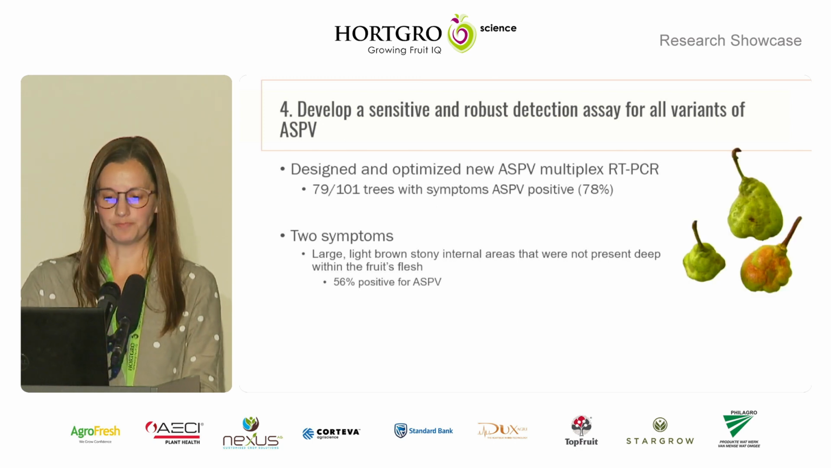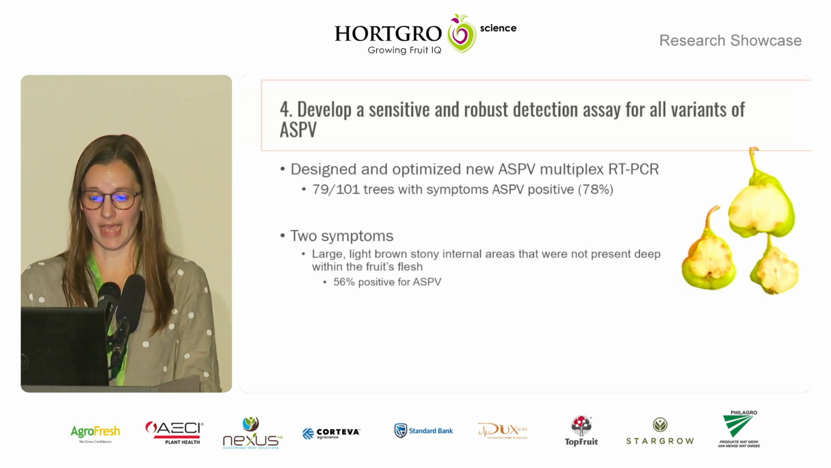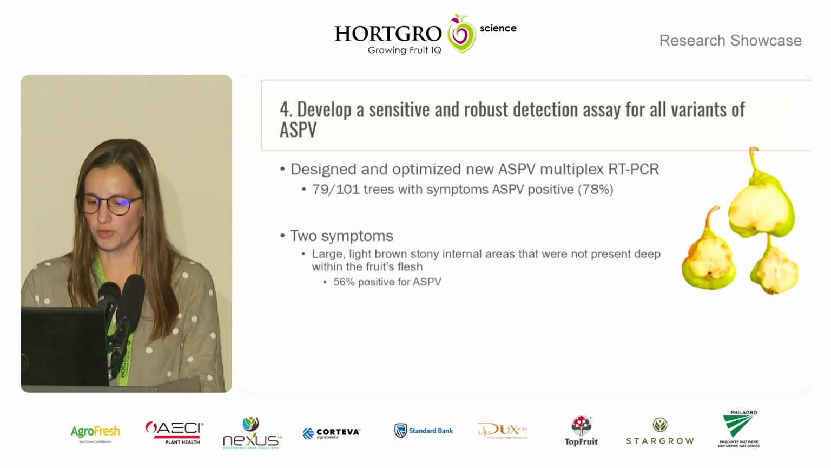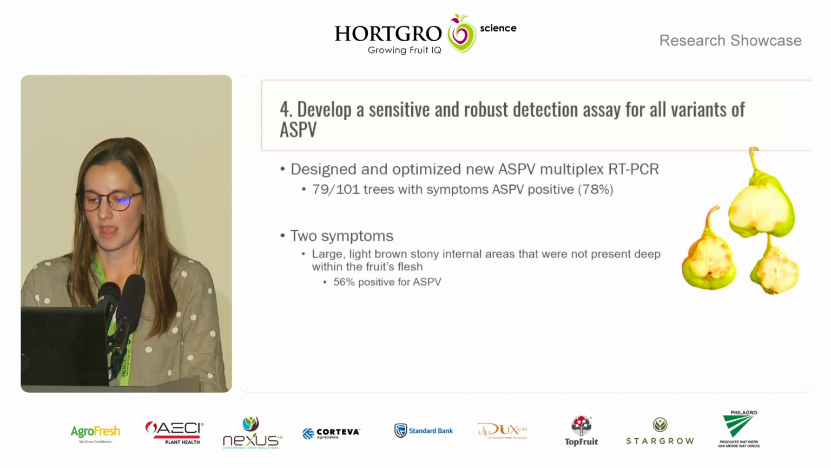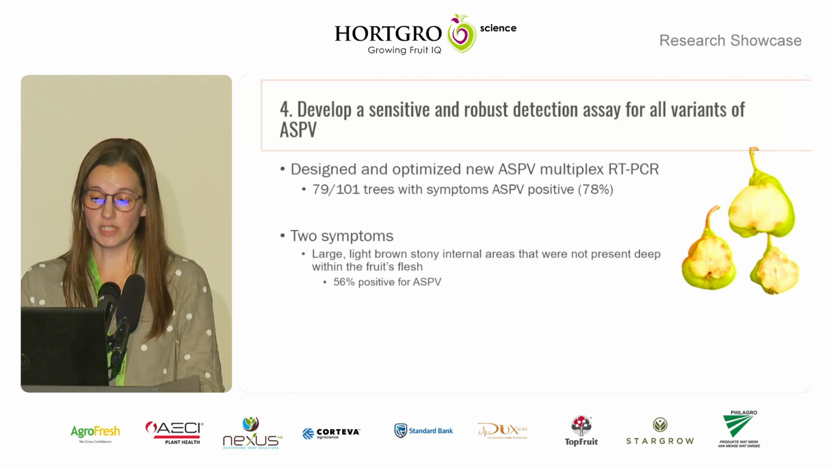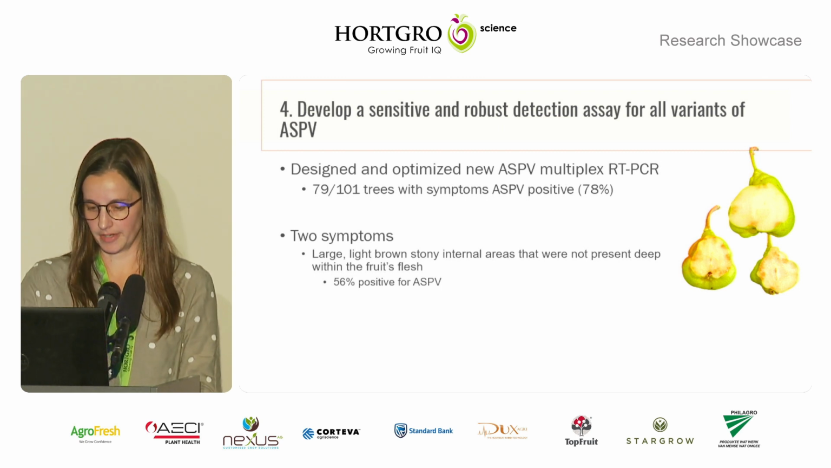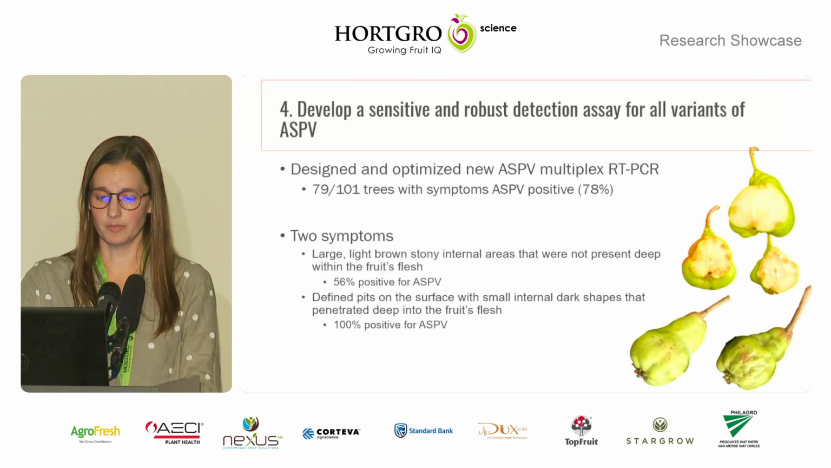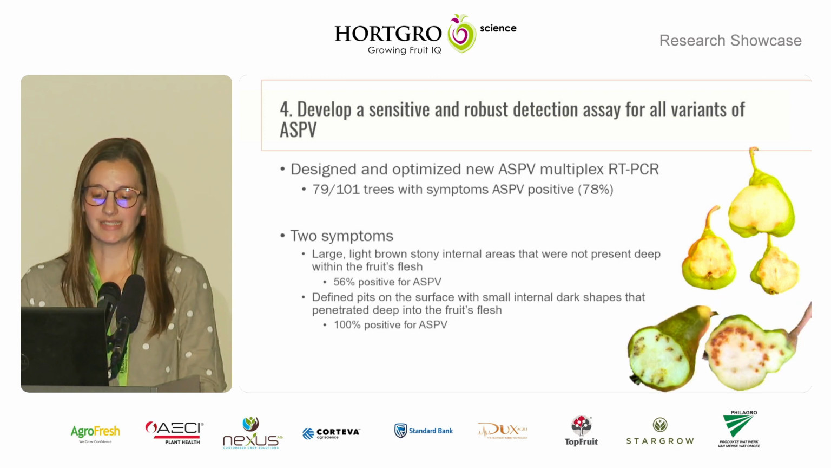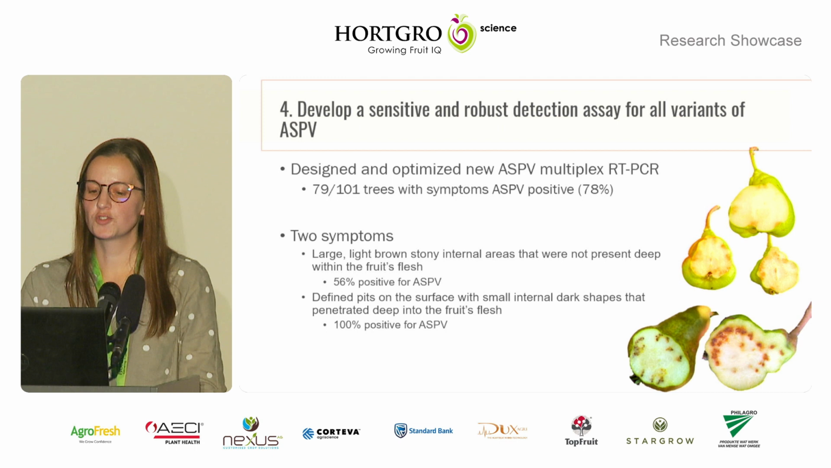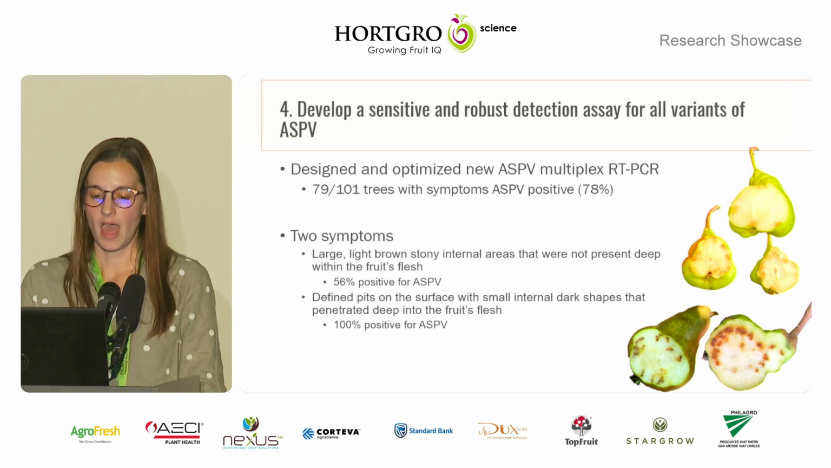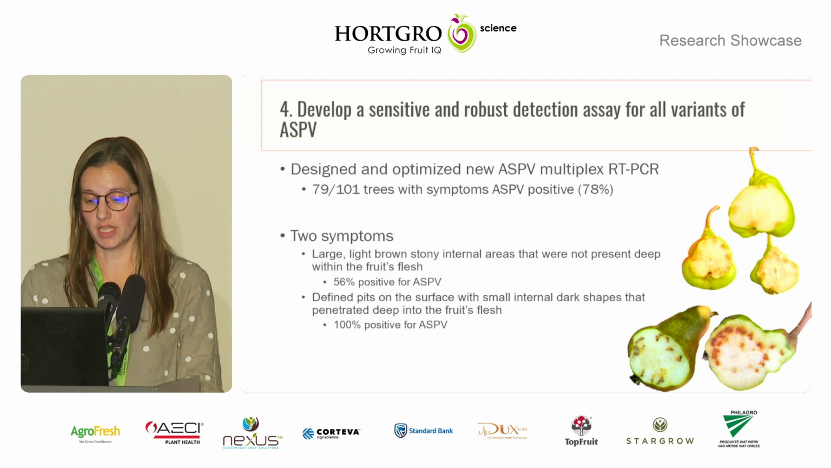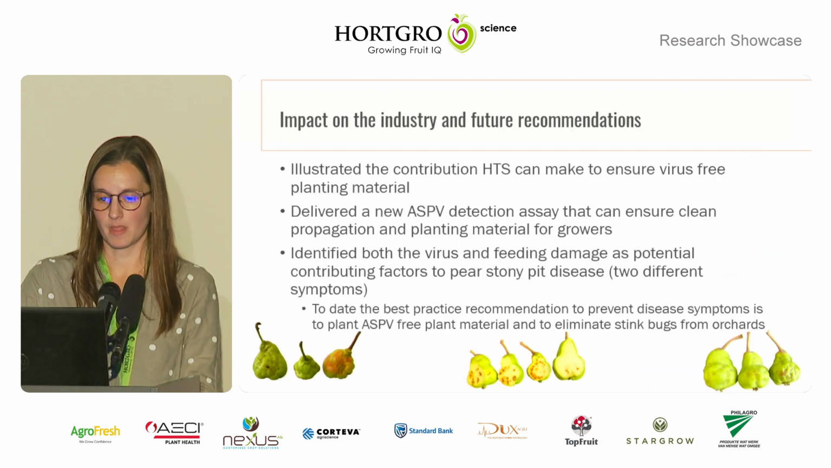The first one we defined as large, light brown, stony internal areas that were not present deep within the fruit's flesh. For the trees with this symptom, 56% of them were positive for the virus. The second symptom we described as defined pits on the surface with small internal dark shapes that penetrated deep into the fruit's flesh. And 100% of these trees were positive for the virus.